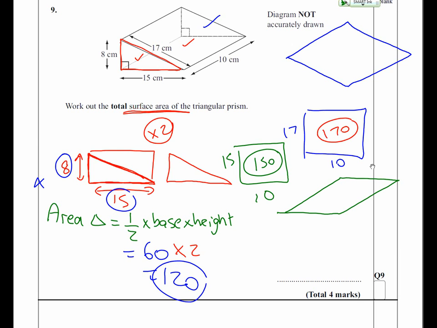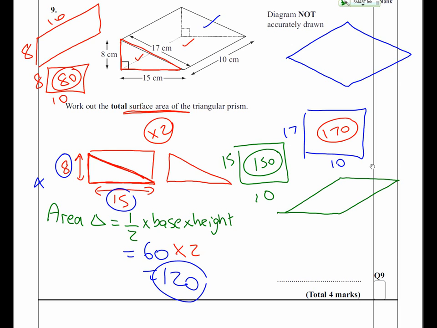And the final one we have to do is here. Okay. So this one goes 8 up and 10 across. So it's actually a rectangle, 8 up, 10 across. 8 times 10 is 80.